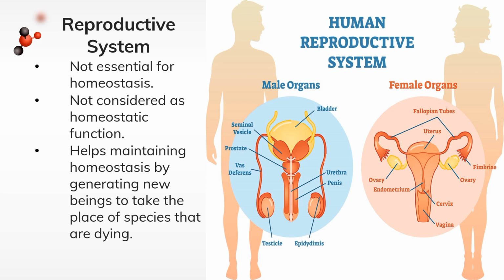However, it is essential for production of new species. This is how it maintains the continuity of life. So we can say that reproductive system helps maintaining homeostasis by generating new beings to take the place of species that are dying.